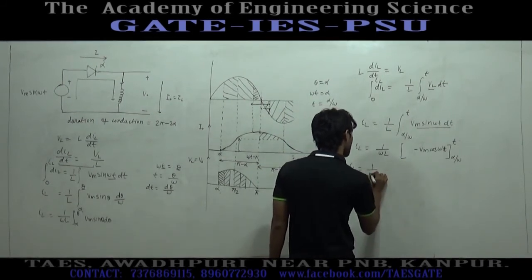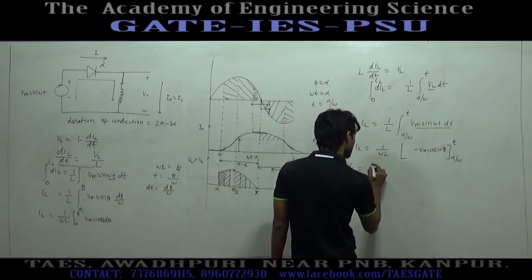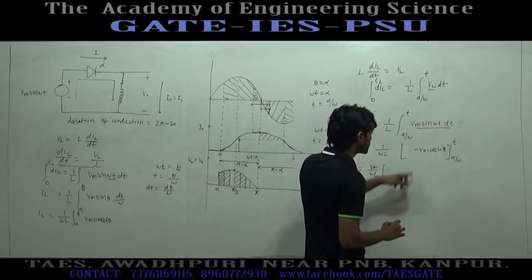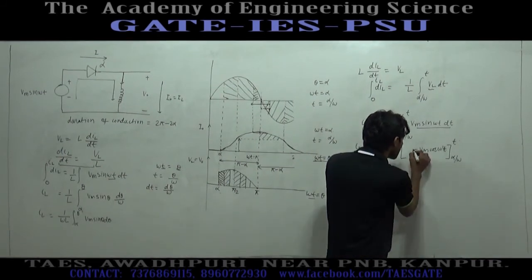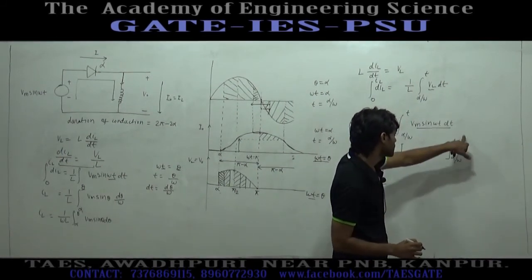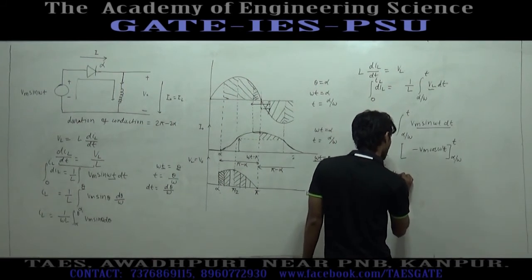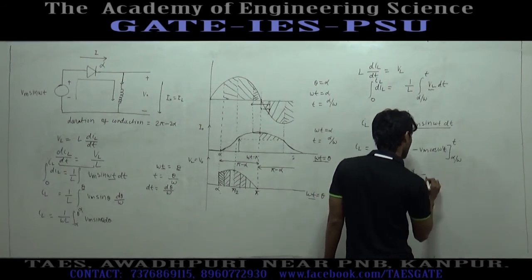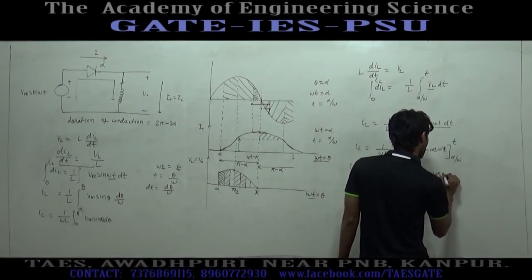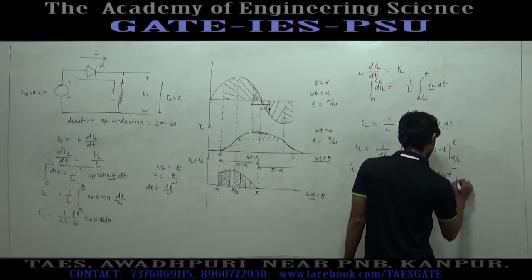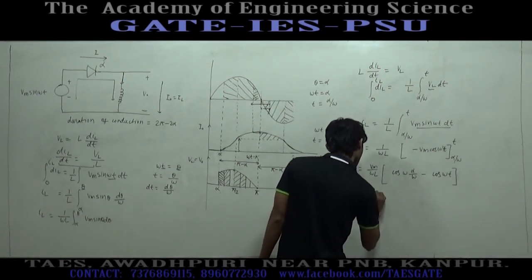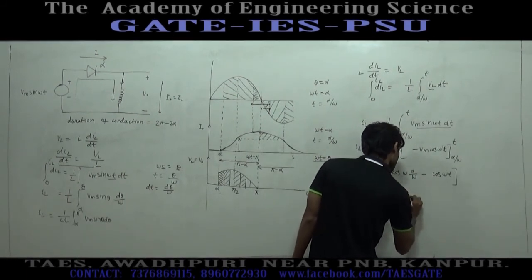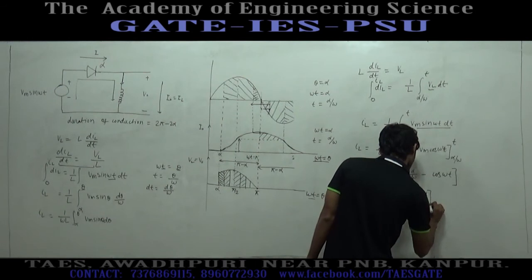This will be IL equal to Vm by omega L, taking Vm out, since the minus sign is here. So, first I will take lower limit minus upper limit. This will be cos omega, in the place of t I will write alpha by omega, minus cos omega, in the place of t I will take t. IL equals Vm by omega L times cos alpha minus cos omega t.